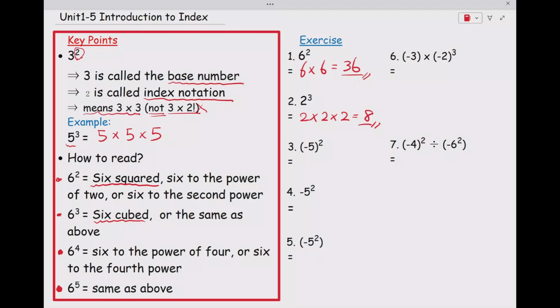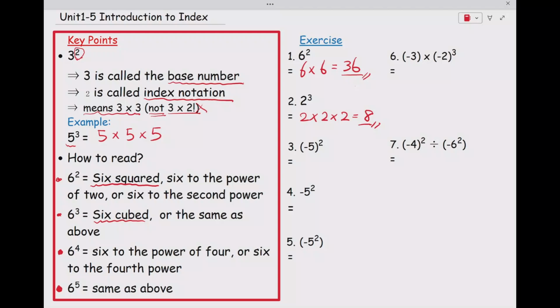Okay, next. The following questions on number 3, number 4, and number 5 are easy to get mixed up. So make sure to understand and remember the differences. These questions are often asked in tests. Question number 3. Brackets minus 5 to the second power. This is a pattern that a number is inside brackets, but index is attached outside the brackets. Let me explain the key point of this type of questions. This is important, so please listen carefully.